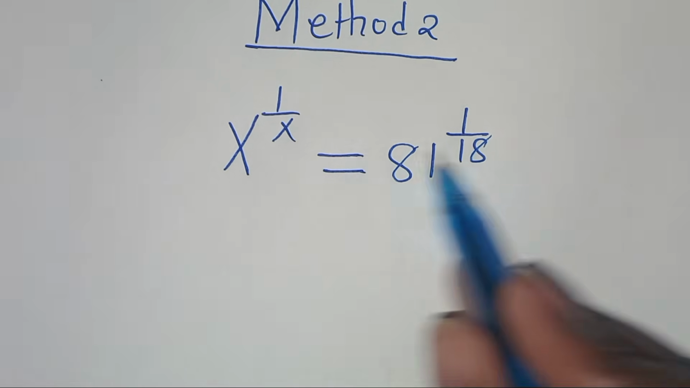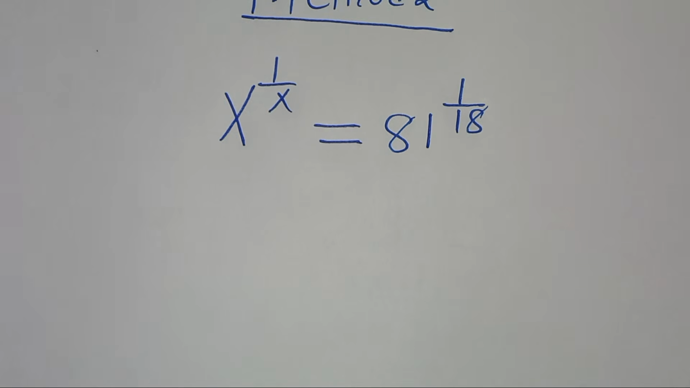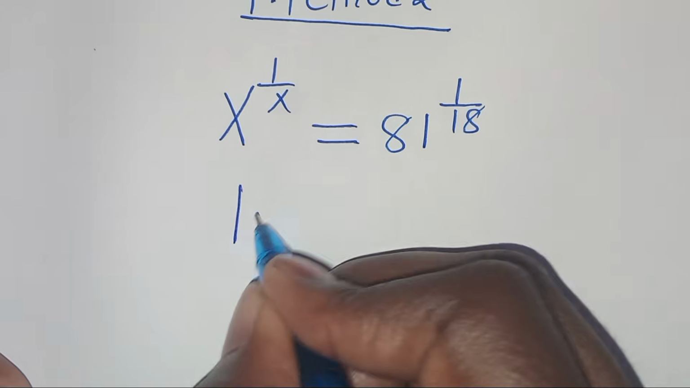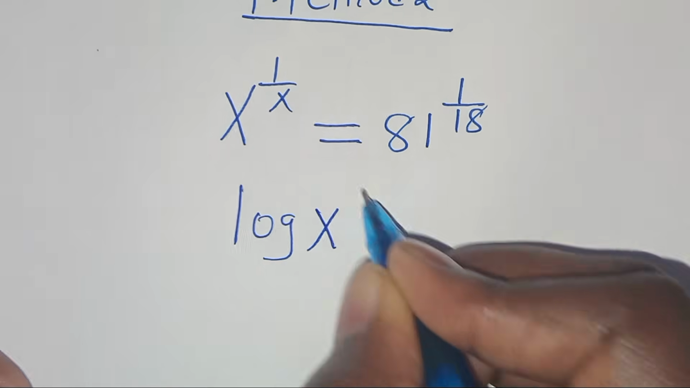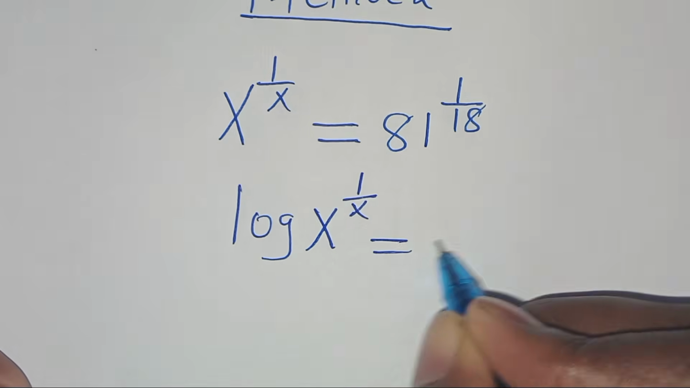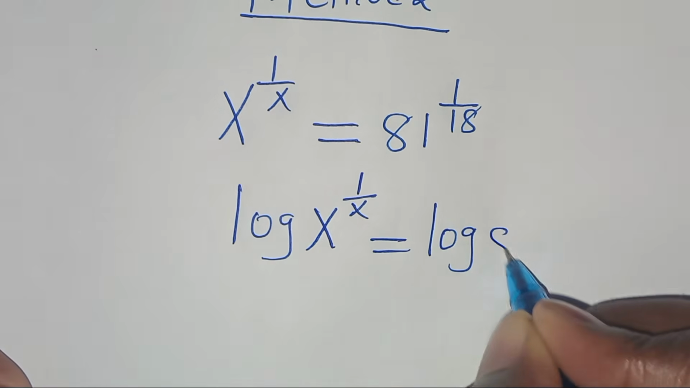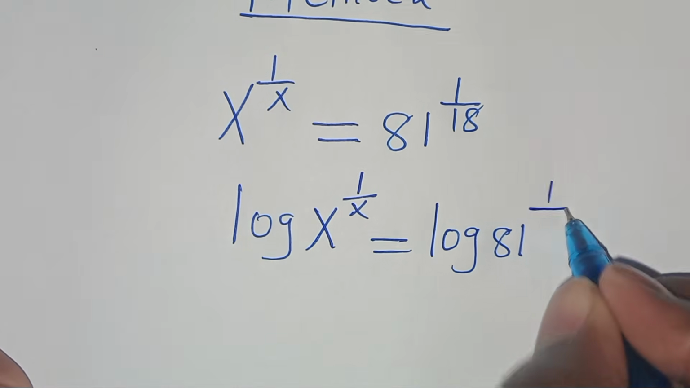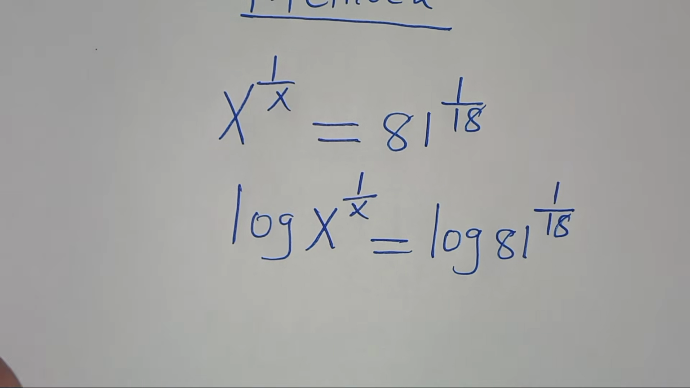Now, in method 2, we are going to apply logarithm on both sides, so that we have log x to the power of 1 over x. This is equal to log 81 raised to the power of 1 over 18.